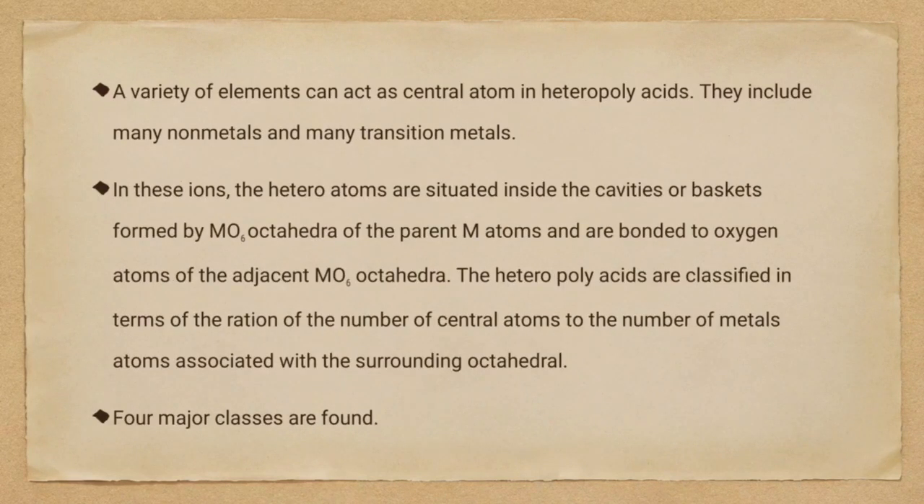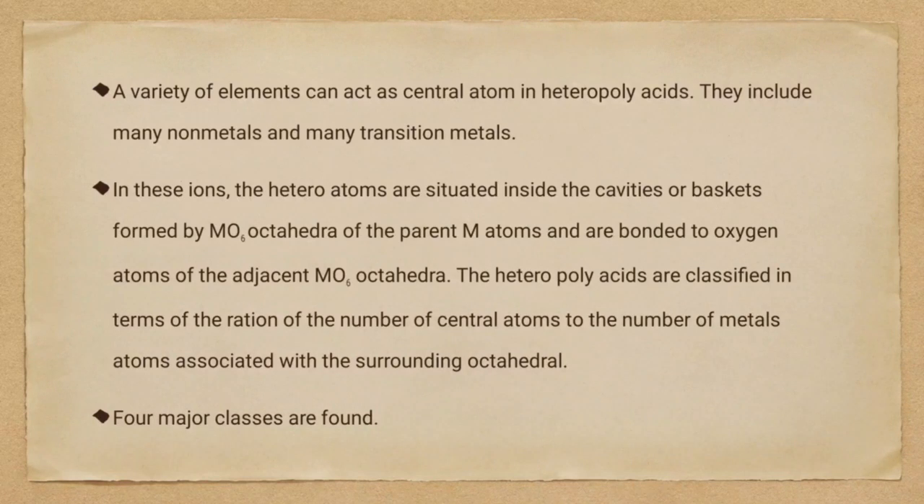A variety of elements can act as central atom in heteropolyacids. They include many nonmetals and many transition metals. In these ions, the heteroatoms are situated inside the cavities or baskets formed by MO6 octahedra of the parent metal atom and are bonded to oxygen atoms of the adjacent MoO6 octahedra.